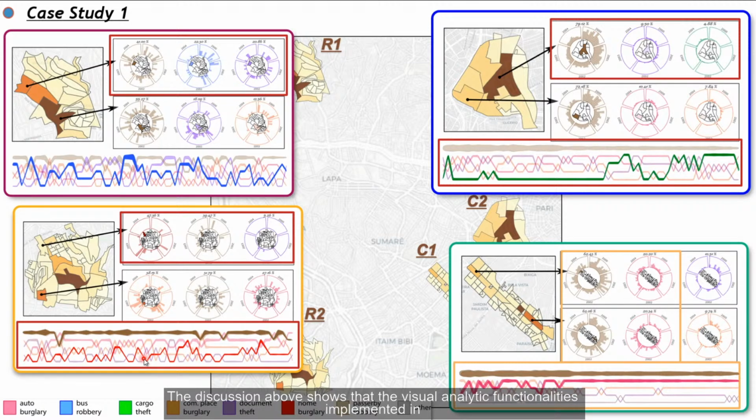The discussion above shows that the visual analytic functionalities implemented in Crime Analyzer are able to sort out analytical tasks described in the paper in a simple, intuitive, and effective way.